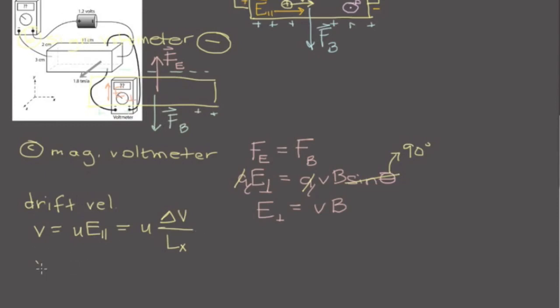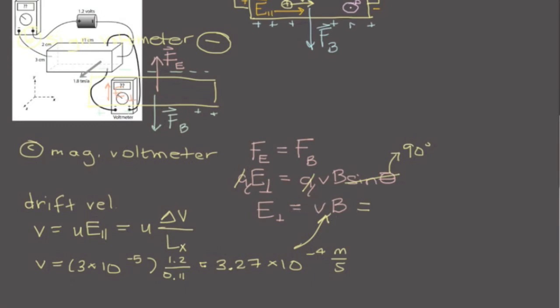So now I can just very easily plug everything in here. And if I do that, I've got 3 times 10 to the negative 5 times 1.2, again that's in volts, divided by, we said that the length of this rectangle is 11 centimeters, so that's 0.11. What we end up getting for this drift velocity is 3.27 times 10 to the negative 4 meters per second. Okay, great. So now we found this V. We can go ahead and plug this in to this V here. We know what our B is, and therefore we can figure out what our E perpendicular is.